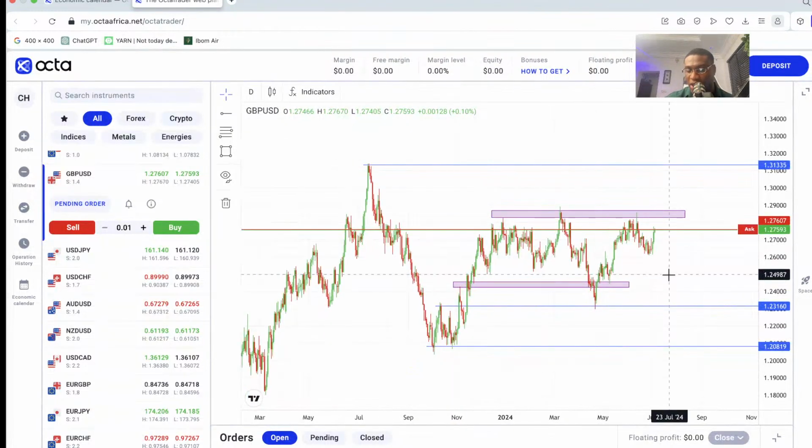Let me know in the chat if you guys understand how to spot your support and resistance levels. Let me know in the chat.